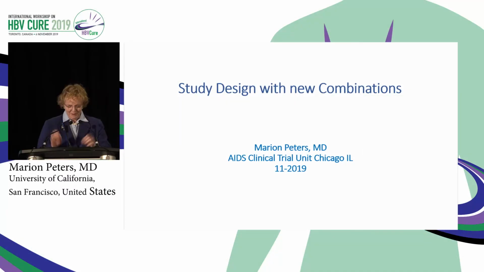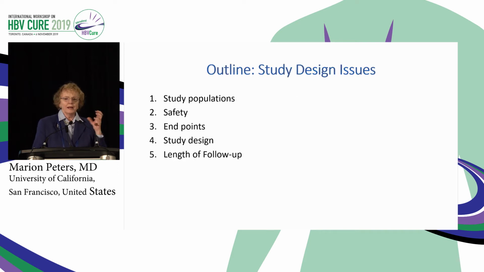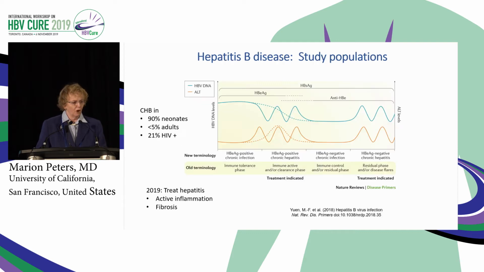Well, I'm not going to come up with the ideal combo. I am going to talk from a clinician's point of view about how we should think about new combinations with study design. And Jordan talked about the drugs. These are my conflicts of interest. And I'm going to talk about study populations, safety. Poonam's talked about it, so I can go quickly. Endpoints, no. Study design, and follow-up.